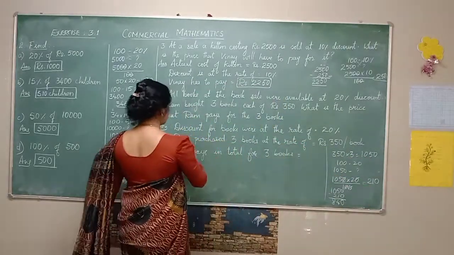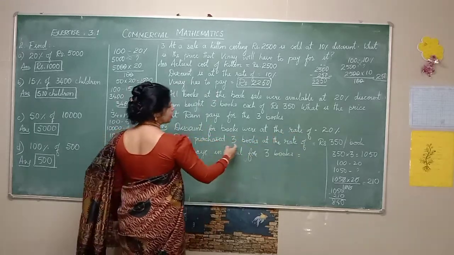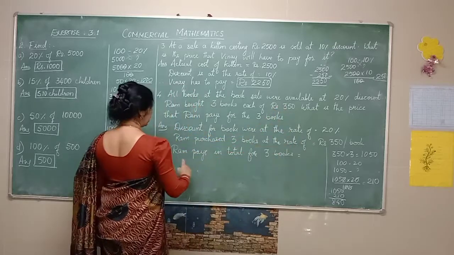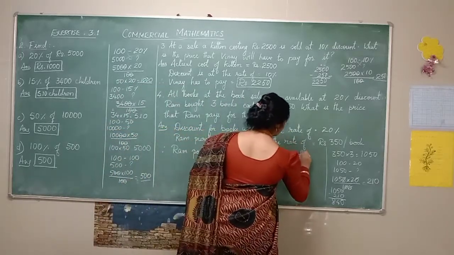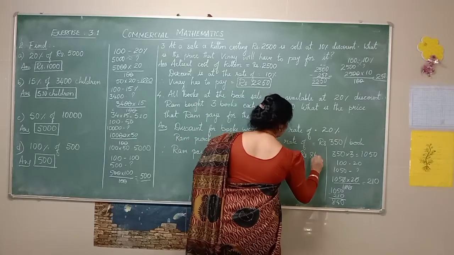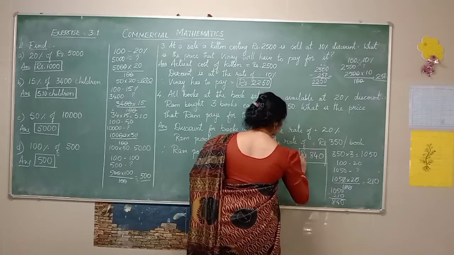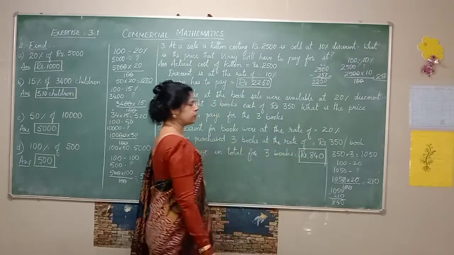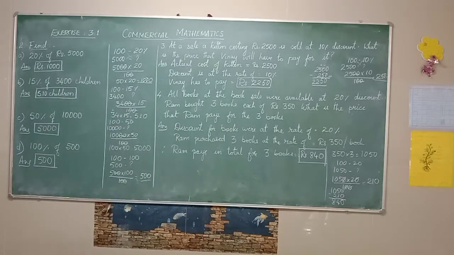So here, discount for books were at the rate of 20%. Ram purchased how many books? 3 books at the rate of rupees 350 per book. So Ram pays in total for 3 books rupees 840. This is your answer. So now let us see the next sum.